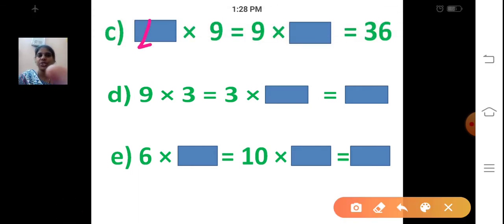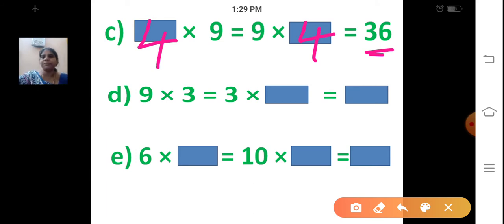So 4 into 9 is equal to 9 into 4, so that you will get the answer as 36. 4 into 9 is equal to 9 into 4. Just see the answer and do the sum accordingly, because the answer is 36 here. So with 9, what should you multiply so that you will get the answer as 36? 4. Yes, 9 fours are, 4 nines are.